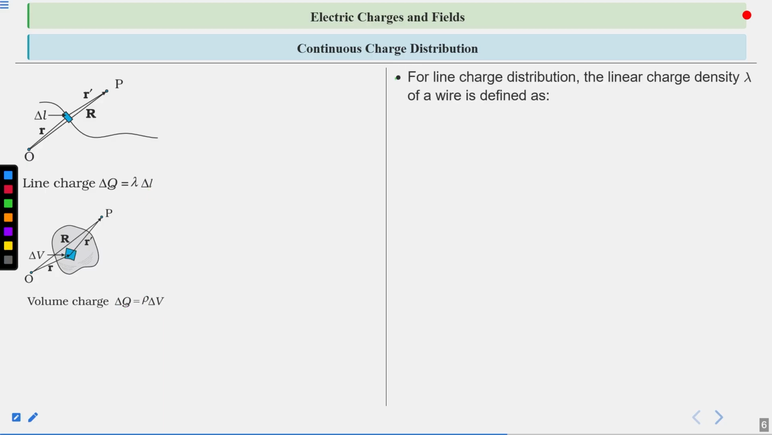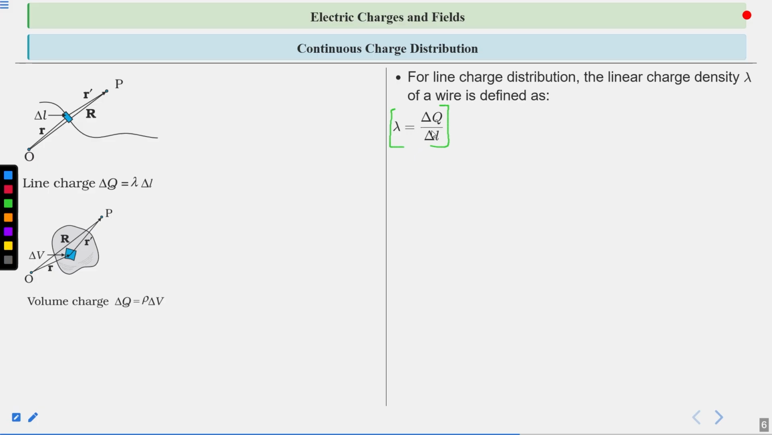Now, for line charge distribution, look here. This is the representation of line charge distribution. The linear charge density lambda is what? Lambda, the linear charge density of a wire, is defined as lambda equal to delta Q divided by delta L.